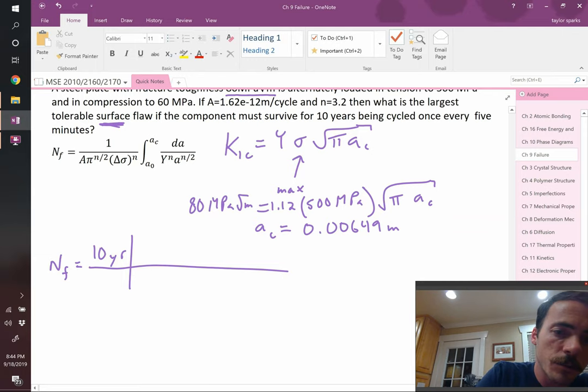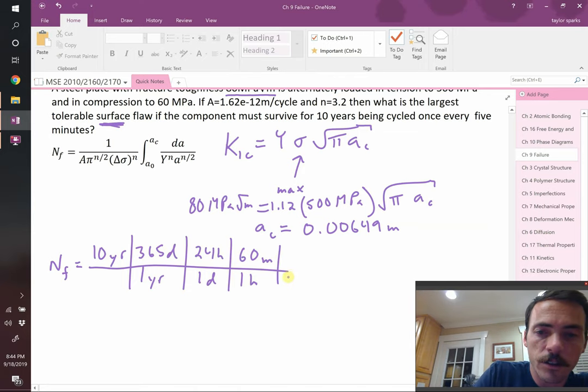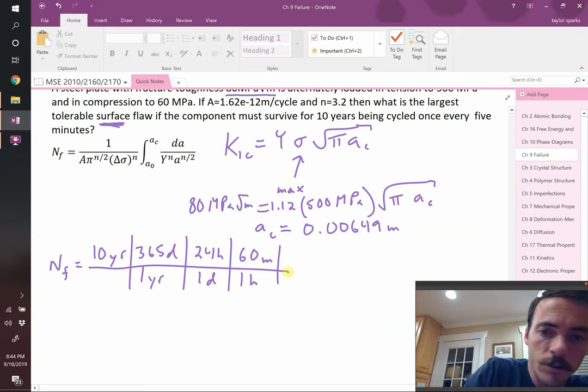Let's put that in the numerator so it cancels out. In 1 year, 365 days. In 1 day, there are 24 hours. In 1 hour, there are 60 minutes, and we're cycling it. Let's see. We are cycling this every 5 minutes. So every 5 minutes, there's one cycle.